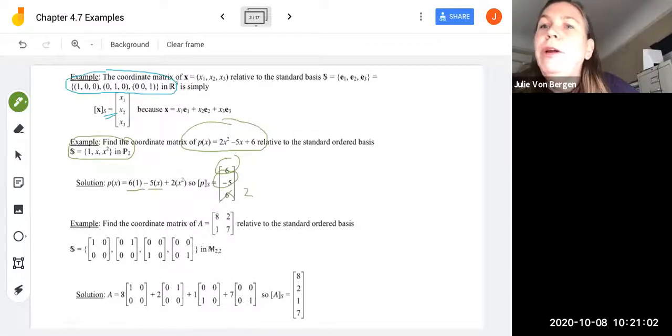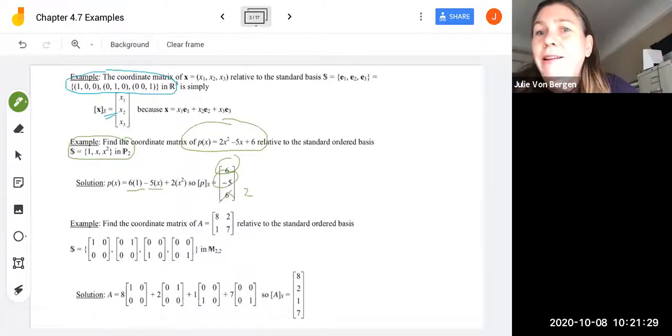So just notice when you're working with the standard ordered basis for the polynomials, it starts with 1 and then goes x and then x squared. It would go up to x cubed if you're in P3 and so on. So make sure you check the order, because typically we write polynomials in descending order with the highest power first. But when you're working with the standard basis, it's going to be ascending from 1 to x squared in the next term, and so on.